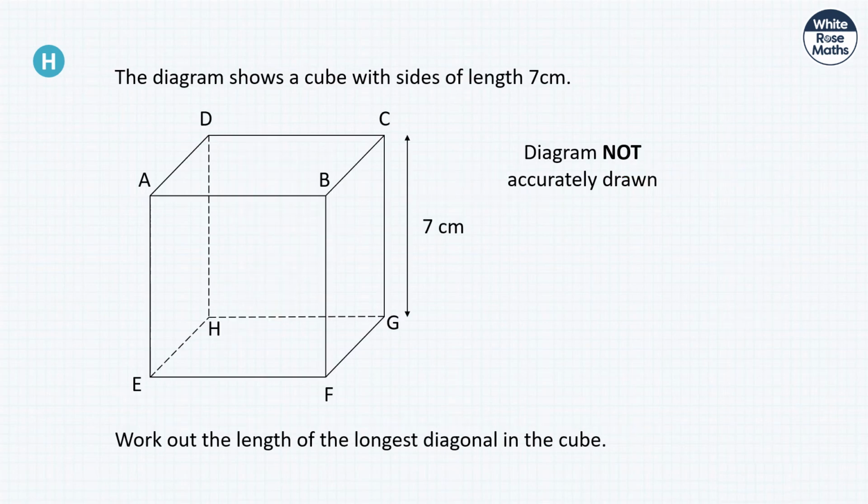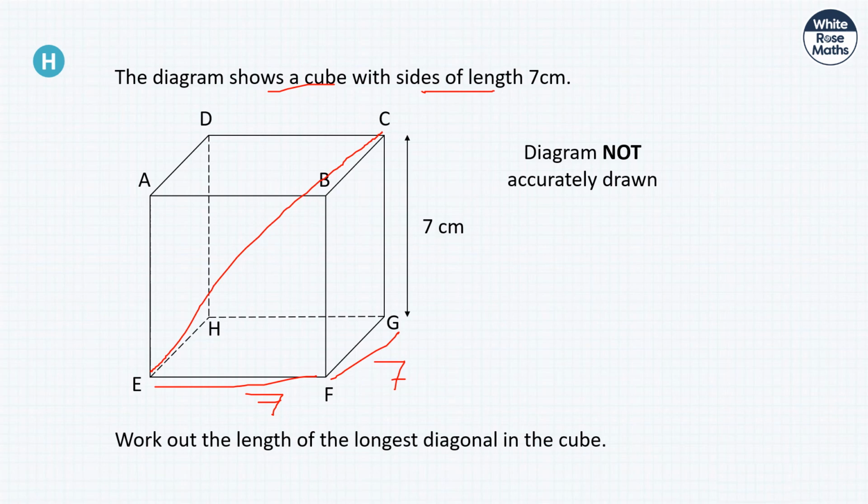There we go. Okay, looking at some 3D Pythagoras now. Okay, the diagram shows a cube with side lengths of 7 centimeters. Okay, so that's 7, and that's 7. Work out the length of the longest side of the cube. So that'll be from here to here.